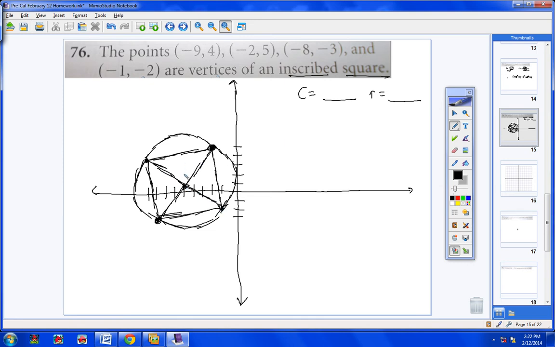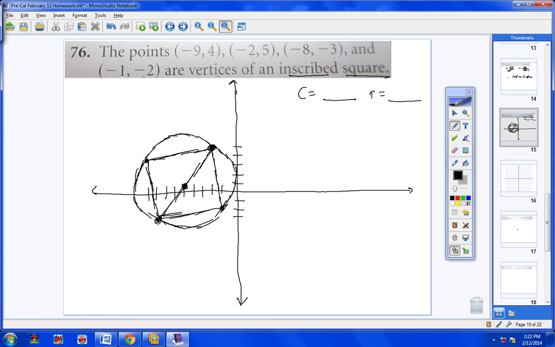If you draw two diagonals of a square, these diagonals equal each other, and they're also going to bisect each other. And what that means is this diagonal right here that I'm drawing, it has to go right through the center of the circle, because the square is inscribed, which means it's in the circle, and the center of the square is the same as the center of the circle.